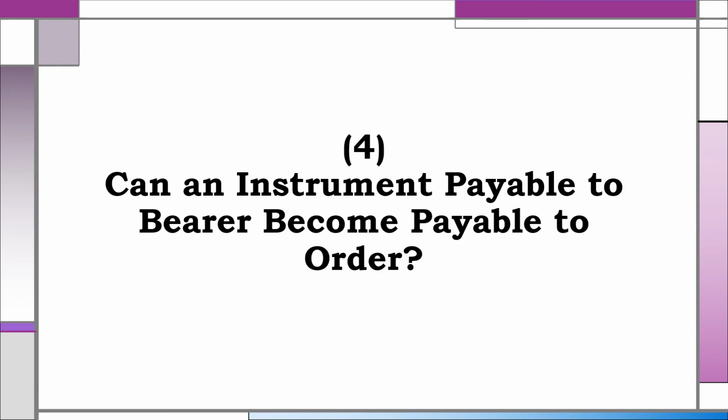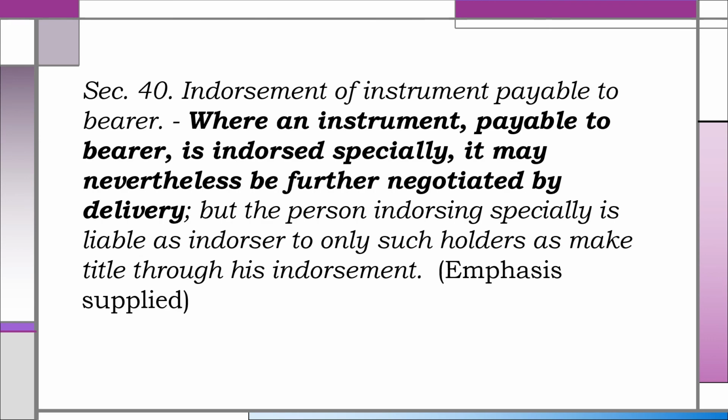The last and fourth topic in this discussion is, can an instrument payable to bearer become payable to order? The answer to that question is found in Section 40 of the law. Section 40, Endorsement of Instrument Payable to Bearer. Where an instrument payable to bearer is endorsed specially, it may nevertheless be further negotiated by delivery, but the person endorsing specially is liable as endorser to only such holders as make title through his endorsement.